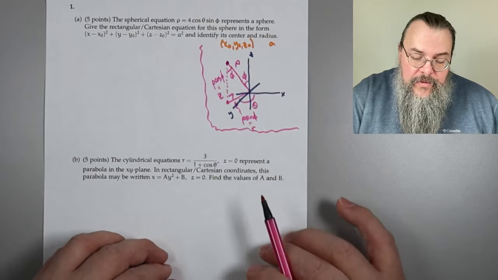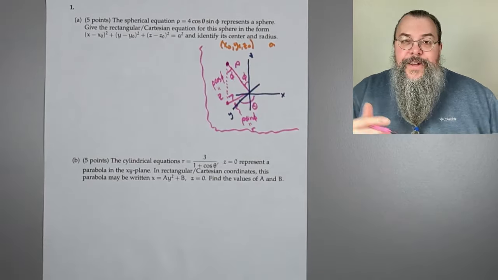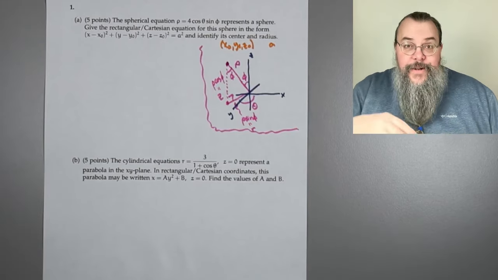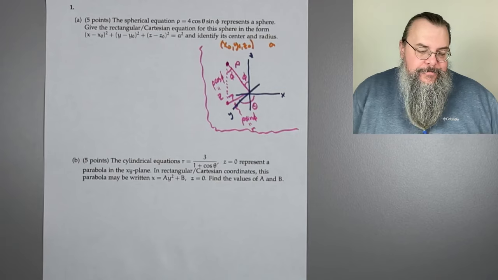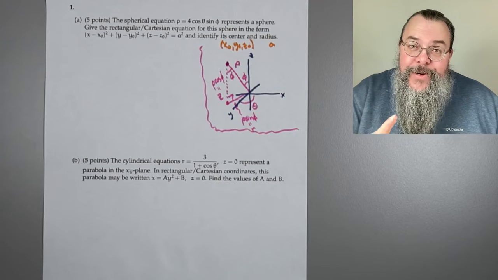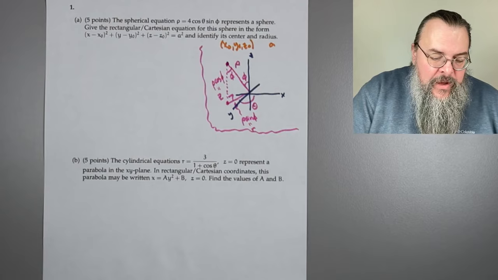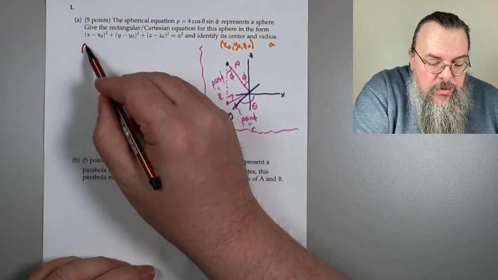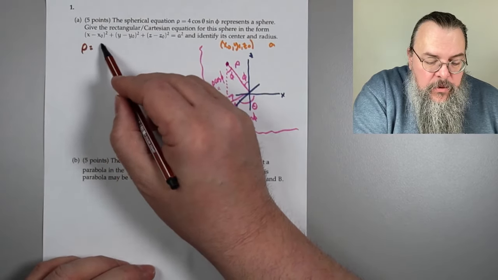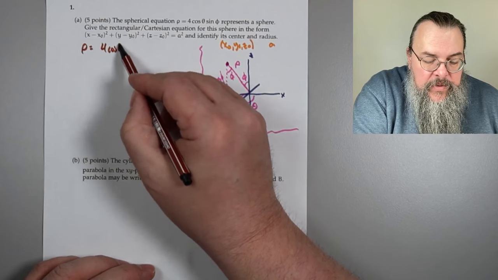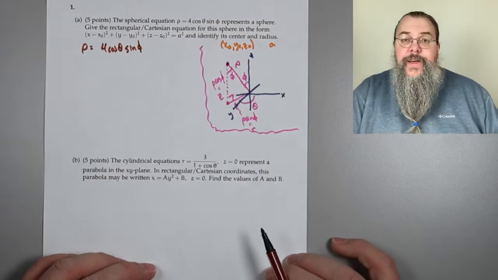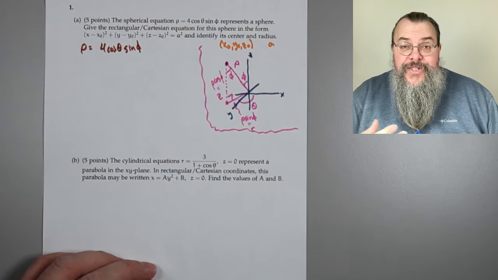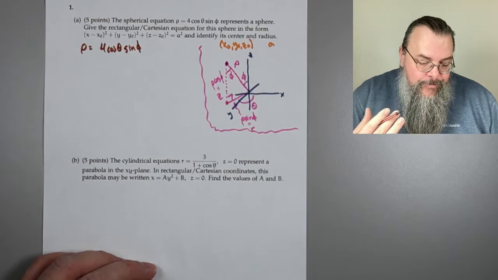So this is spherical. Now that we've done all that refreshing, and you don't have to do all of this, it's just for reference, let's start with our equation. We have rho equals 4 cosine theta sine phi. Now we want to change this into x, y, z. How do we get there?